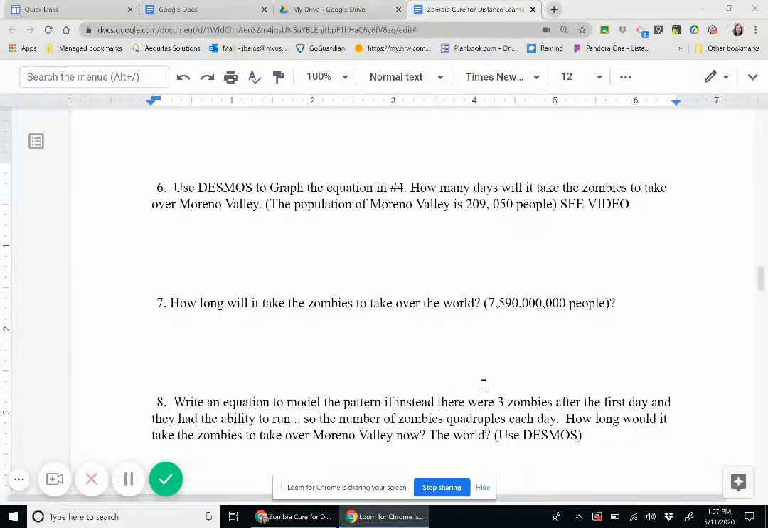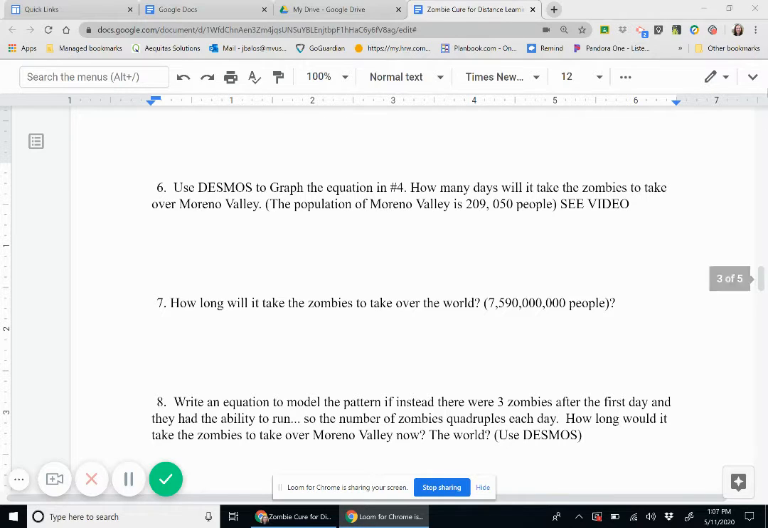At this point, I'm assuming you've done number 1 through 5. Number 6 says to watch the video. I couldn't come up with a way to explain this to you without just showing you. So I'm going to show you how to do number 6 and 7. It says, use Desmos to graph the equation in number 4. How many days will it take the zombies to take over Moreno Valley? The population of Moreno Valley is 209,050 people. See video. That's this video.